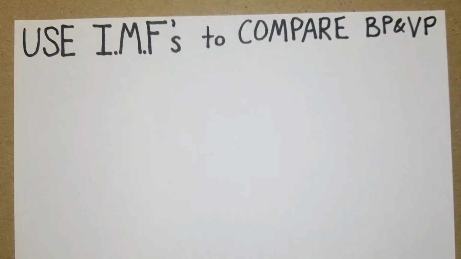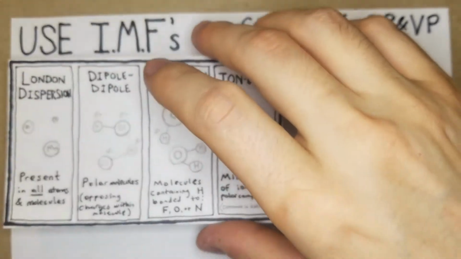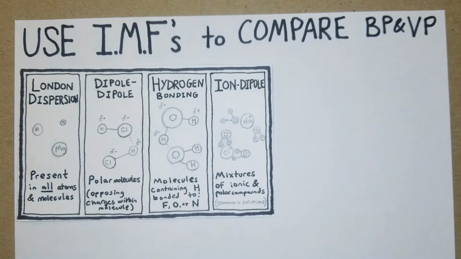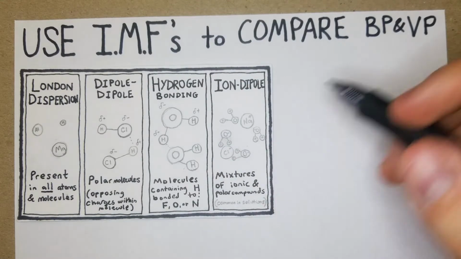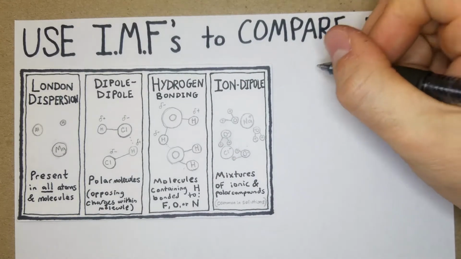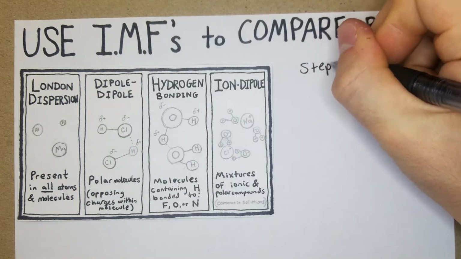How's it going, guys? In this video we're going to go over how to use intermolecular forces to compare boiling point and vaporization point of different compounds and elements. So first off, I'm going to put this down. We had gone over that in the last video, so if you're not familiar with some of these intermolecular forces, it's probably a good idea to just review that video.